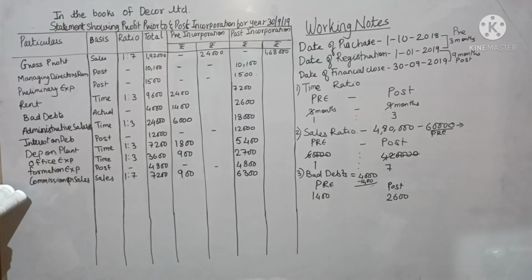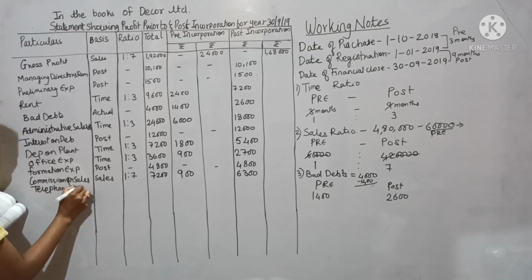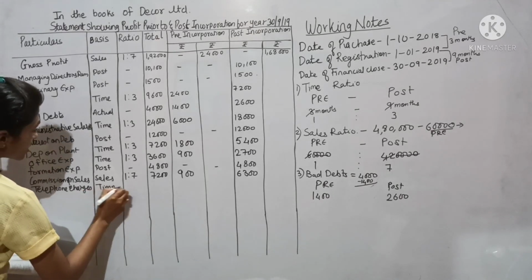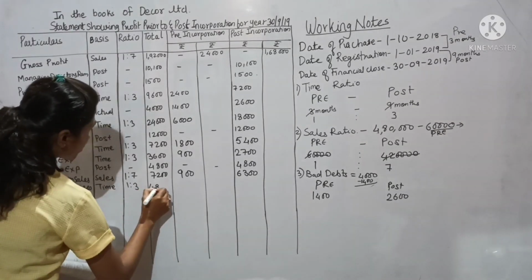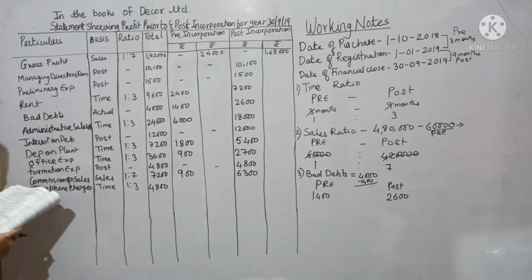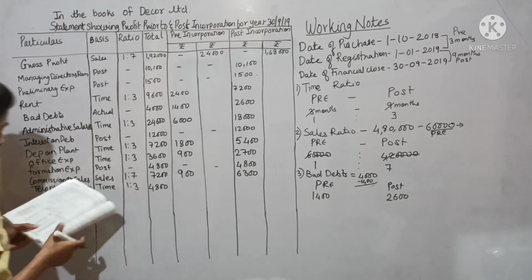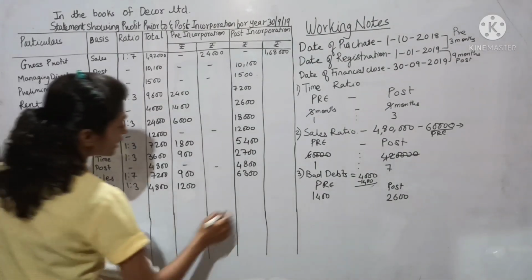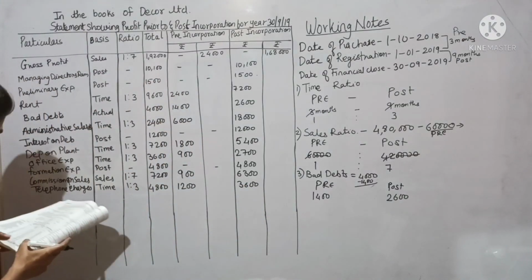Next is telephone charges. Telephone charges we have to give on the basis of time ratio, and time ratio is 1:3. And telephone charges total amount is 4,800. So 4,800 we distribute on the basis of time ratio for pre-incorporation and post-incorporation. For pre-incorporation we get 1,200 and 3,600 we get for post-incorporation.